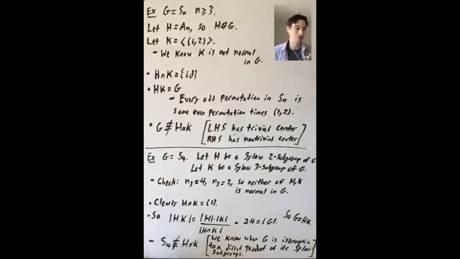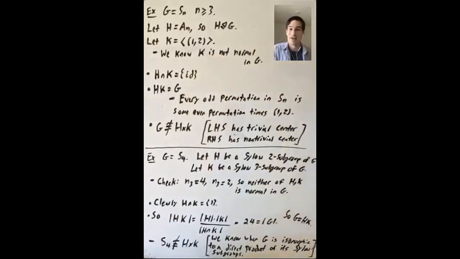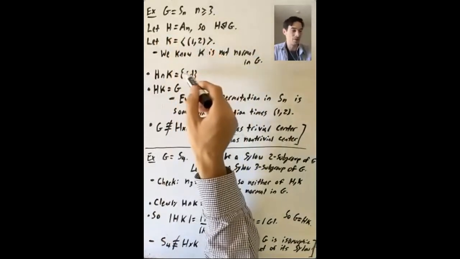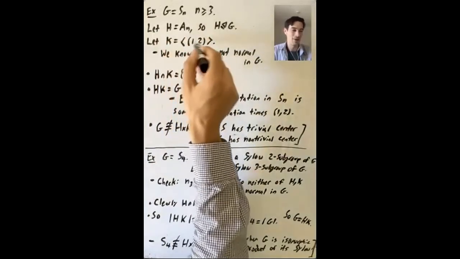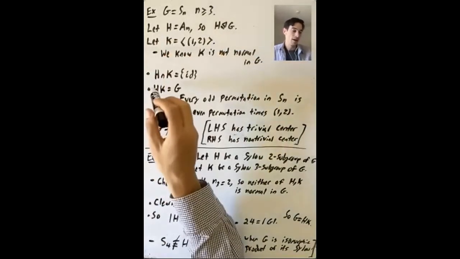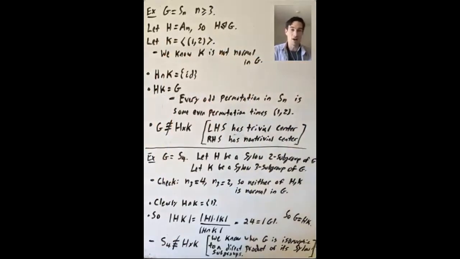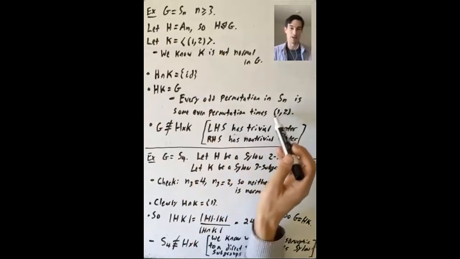For one thing, this was on the first midterm, but you can just conjugate by an element like the transposition (2 3) and see that that does not fix this subgroup K. It's clear that the intersection of these two subgroups is the identity because H is all the even permutations. The only non-identity element in K is odd. Also, HK is all of G, is all of Sn, because every odd permutation in Sn can be written as some even permutation times the single transposition (1 2).